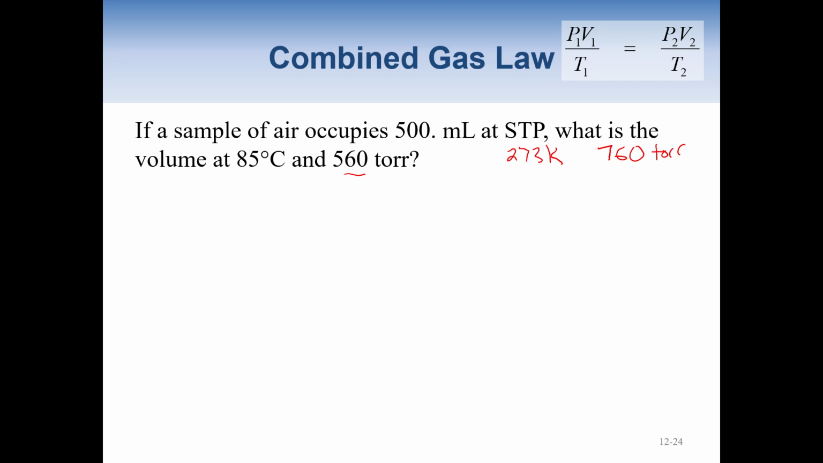So we can use those as our starting ones. So now we have a V1, a T1, and a P1. Now, 85 degrees Celsius, we know we have to convert that one to Kelvin. So 85 plus 273, we get 358.